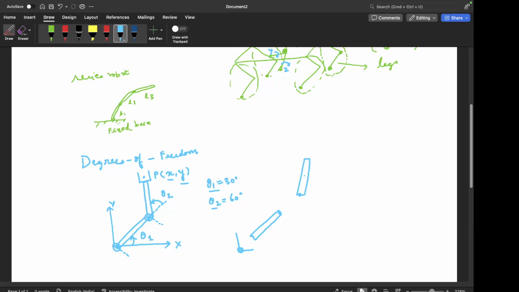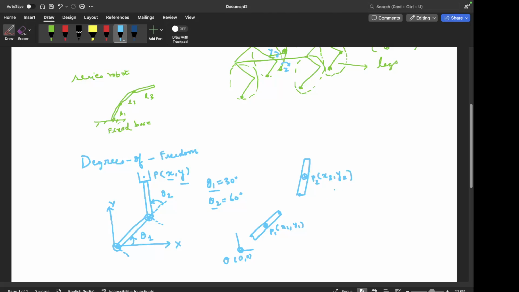Now the center of mass of this link can be, let's say, expressed by x2 comma y2. Since we are considering a planar problem, we are only working with two coordinates, and this is x1 comma y1, right? So this is the position of center of mass of the first link and position of center of mass of the second link, right? And this is the origin 0 comma 0.